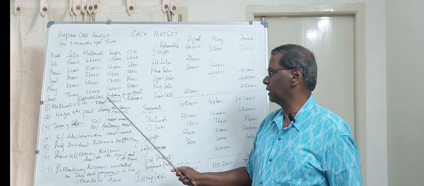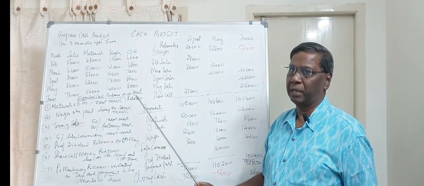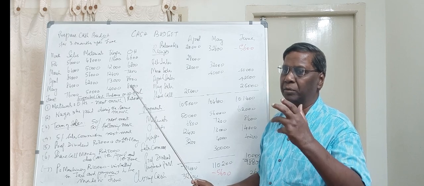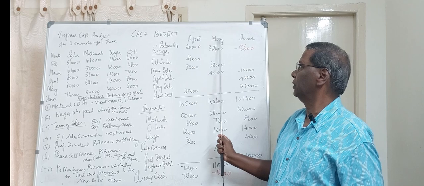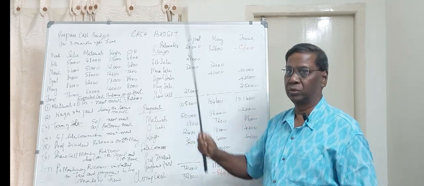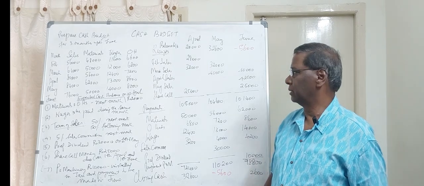The expected cash balance on 1st April is 20,000. We have to start with this opening balance. You want to do it only for April, May and June, 3 months up to June, on this 20,000 balance.